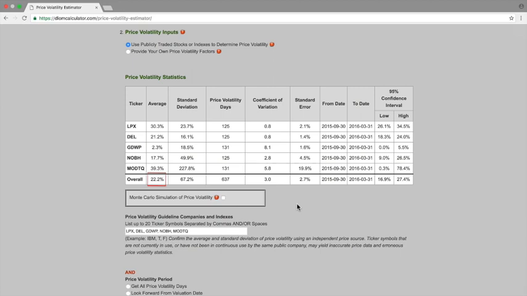Overall, this group of guideline companies and date ranges suggests average price volatility of 22.2% with a standard deviation of 67.2%. One could estimate average price volatility to be anywhere within the confidence interval range of 16.9% to 27.4% and be 95% confident of the estimate.